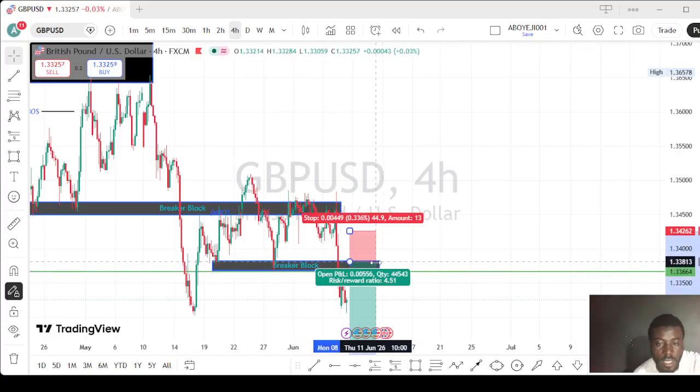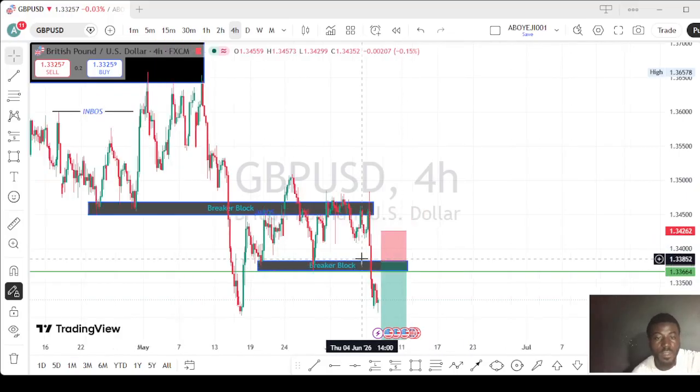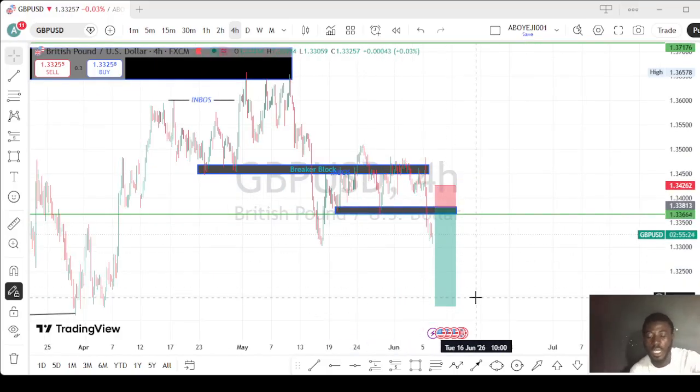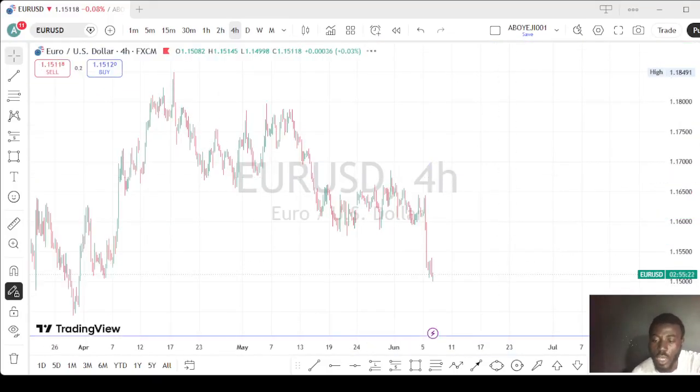So let's see if the market can retest from here and continue the downtrend. Let's move to EU. Let's see what EU has for us.